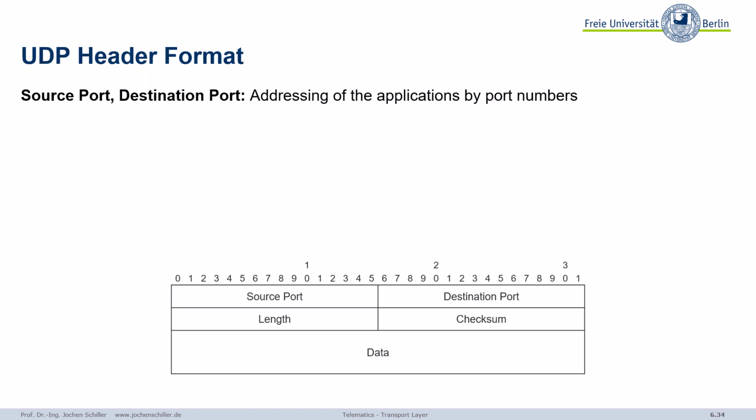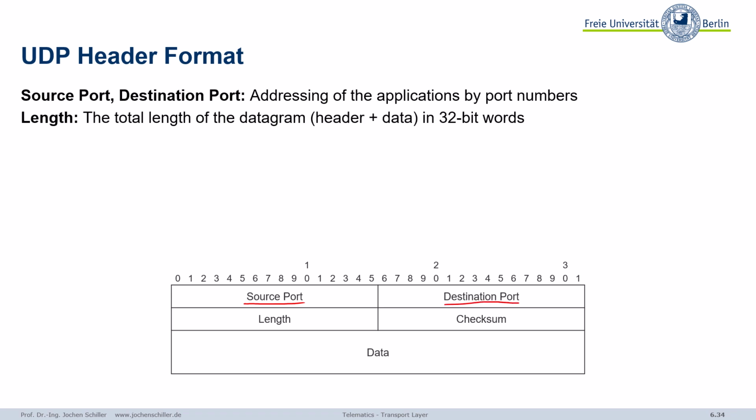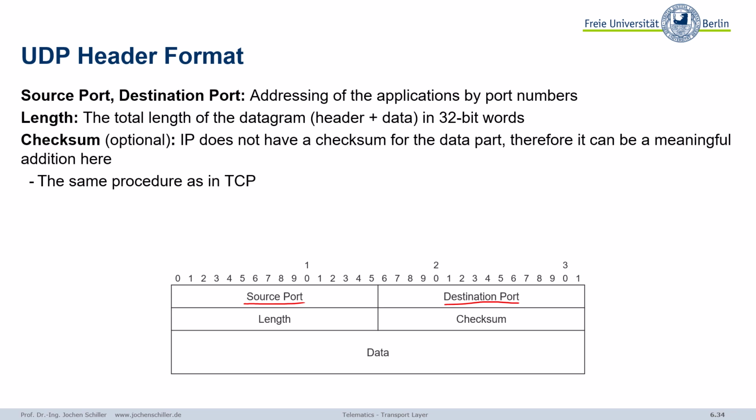So what does the header look like? Most important, source port and destination port. This is the main motivation for UDP. We need the ports for multiplexing and demultiplexing, so we address the application by the port numbers. Source and destination ports, that's the important part. Then we have a length field, the total length of the datagram, header plus data, in 32-bit words. And we have an optional checksum.